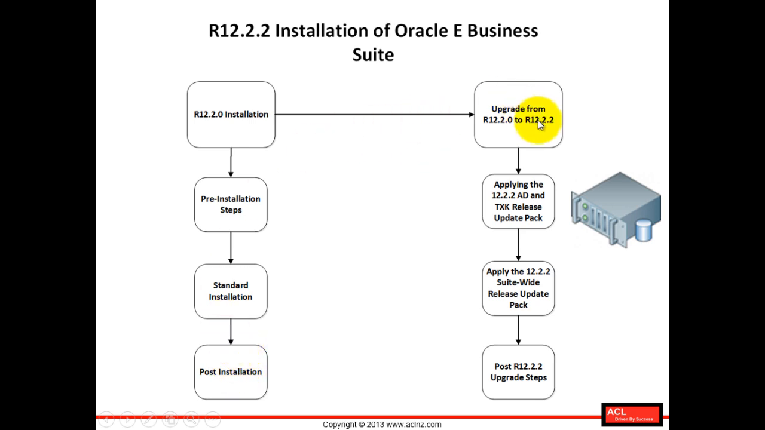So let's assume that you have successfully completed release 12.2.0 installation until this step. Then you do the upgrade as a second phase, wherein you apply a number of patches. One of the mega patches is the AD and TXK release update pack. Once you have applied that, you apply the release 12.2.2 suite-wide release update pack. Once that's done, you complete the installation by performing a couple of post-upgrade steps, and then you verify in the front end whether you have successfully installed release 12.2.2.